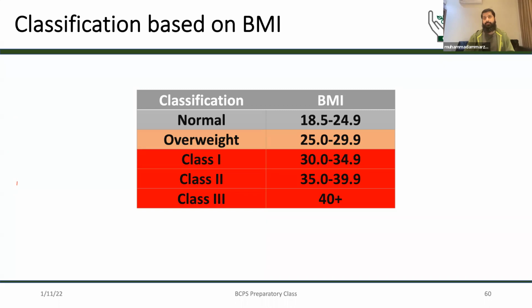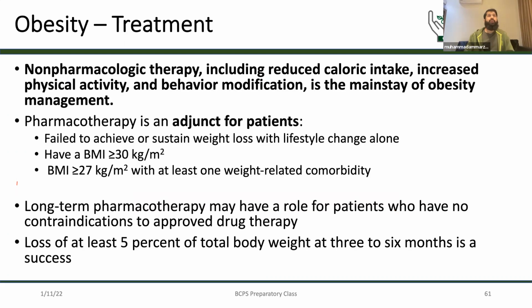If the BMI is above 25 and less than 30, the patient is overweight. From 30 to 34.9, there is class 1 obesity. Class 2 obesity is 35 to 39.9, and class 3 is above 40 BMI. So the cornerstone of treatment in obesity is non-pharmacological therapy. But obviously, everyone wants a pill. Very few people go for non-pharmacological therapy. Pharmacotherapy could be used in patients.